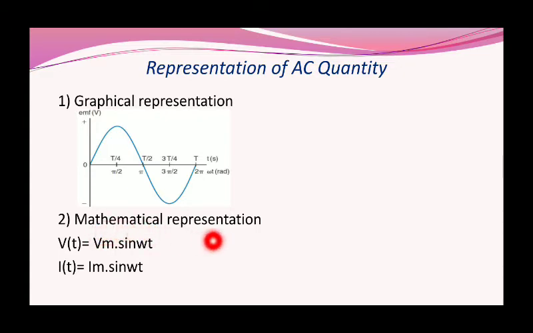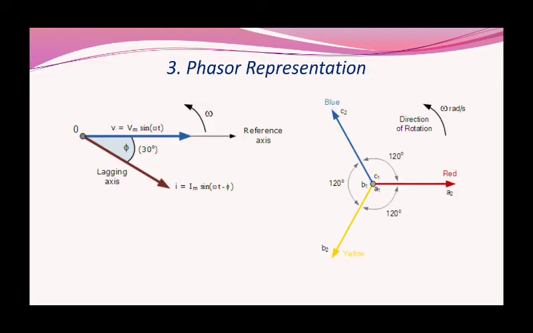So we are showing a voltage or current and its nature by a mathematical equation that we call a mathematical representation. Means we are representing any AC quantity in terms of a mathematical equation, that is called a mathematical representation. Then the third method of representation is phasor representation. As you can see, consider the first graph.